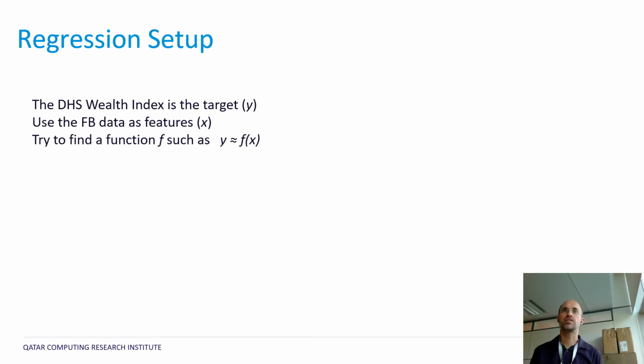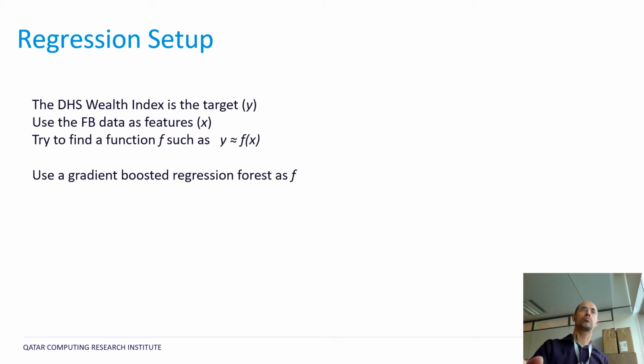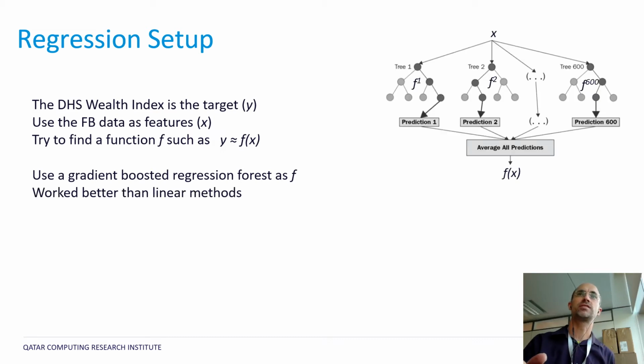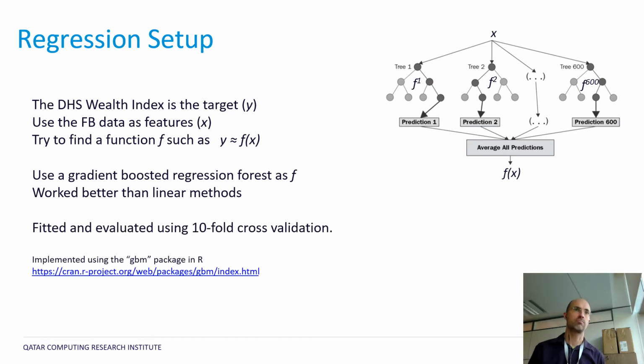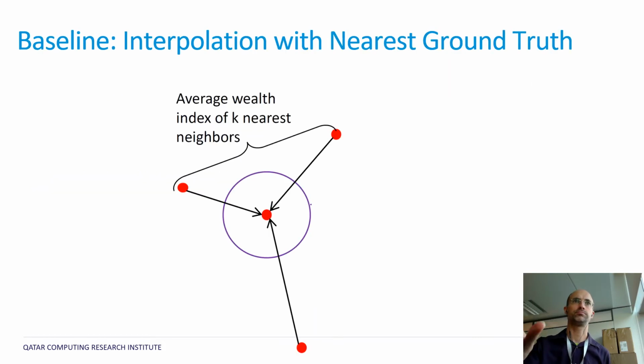That's the features. Then what's the regression method we are using? Overall, the regression setup is: using the features X, we try to predict the target variable Y, and so we have to fit a function F that does so. Here for this work, we're using gradient boosted regression forests that are basically a set of individual regression trees that are then in the end averaged. And this worked better than using linear methods for this work. And again, I'm showing some details in case you'd like to re-implement things.